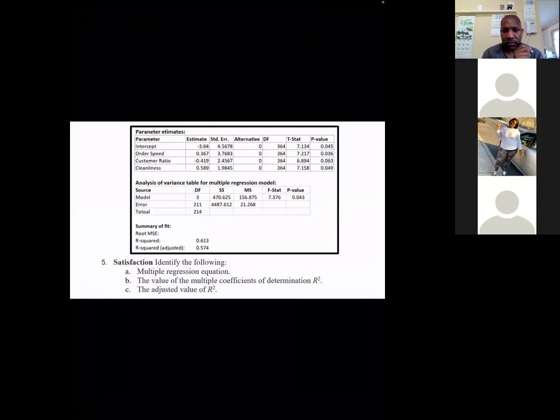Okay, number 5, using this table, we're going to use it for number 5. Number 5 says satisfaction, identify the following. Number A would be the multiple regression equation. Does anybody know how to find the multiple regression equation?